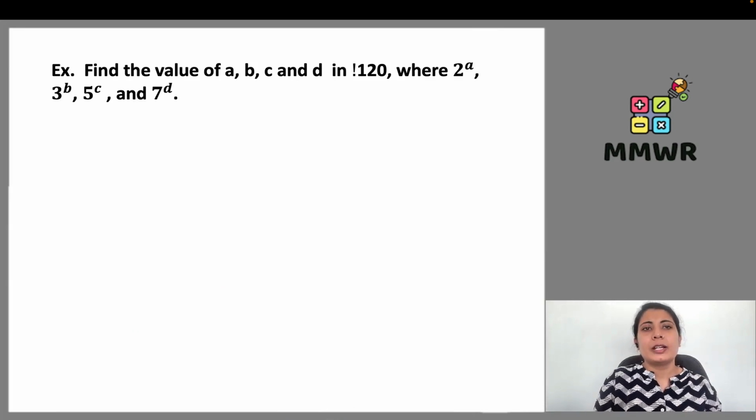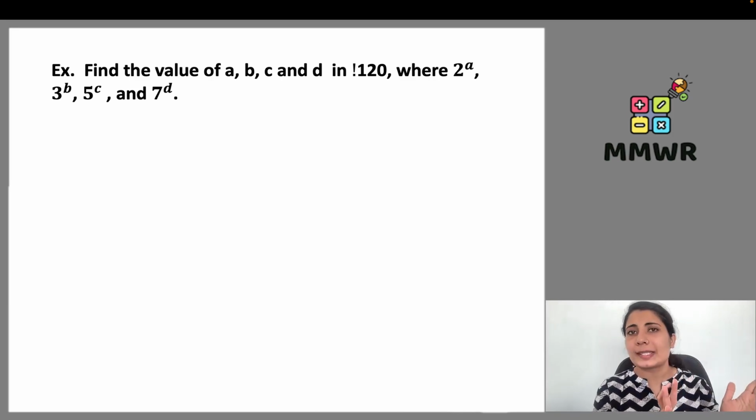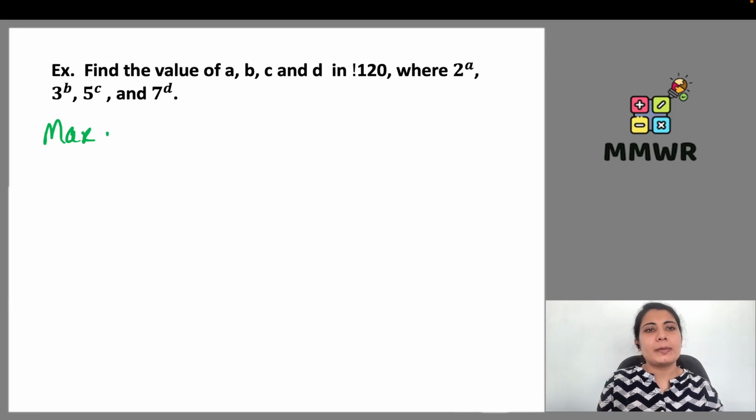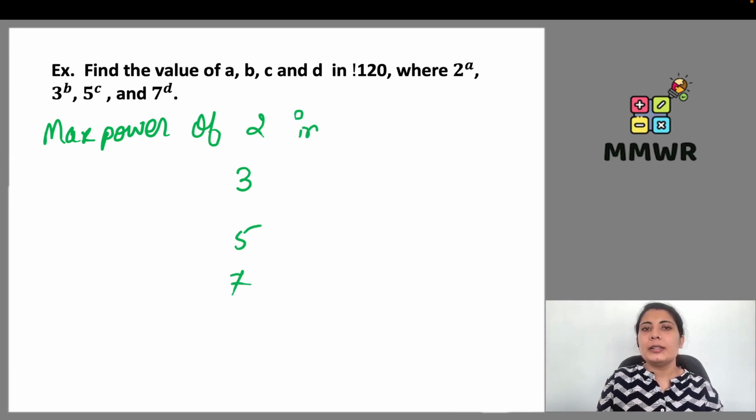Another example here: find the value of A, B, C and D in factorial 120, where A is what? 2 to the power. B is 3 to the power something. 5 to the power C and 7 to the power D. That means in short the question is indirectly given to you. They just want to ask you what is the maximum power of 2, 3, 5, 7 in factorial 120. So we have to find out the maximum power of 2, 3, 5, 7 in 120 factorial.